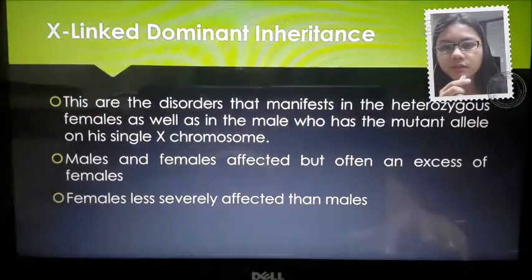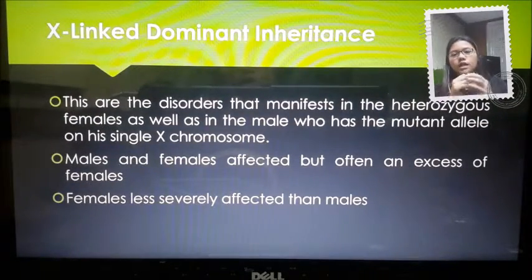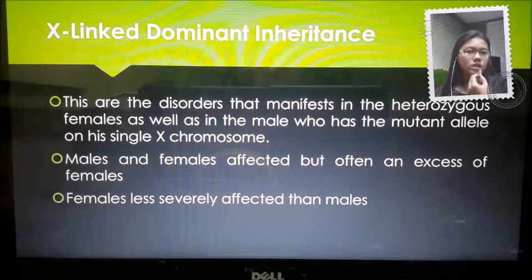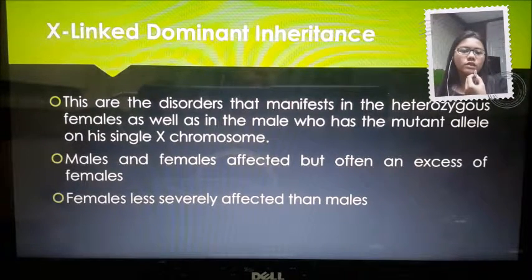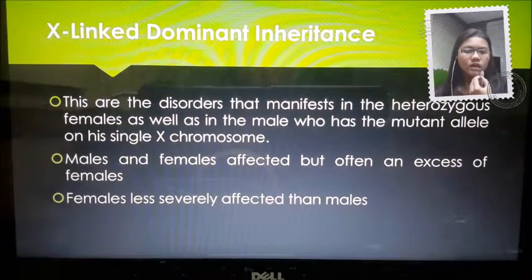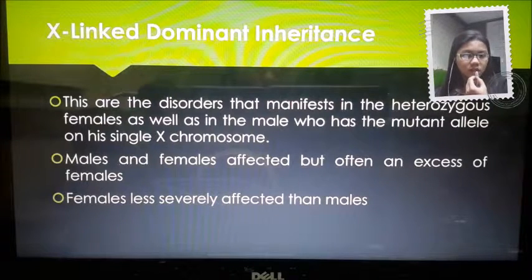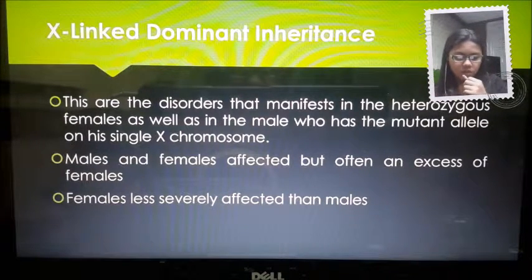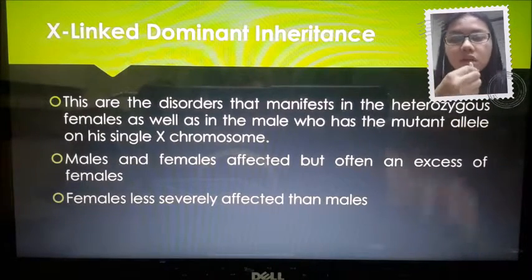So next, X-linked dominant inheritance. These are disorders that manifest in heterozygous females as well as in the male who has the mutant allele on his single X chromosome. Males and females are affected, but often with an excess of females, and females are less severely affected than males. An affected male transmits the trait to all his daughters, but to none of his sons.